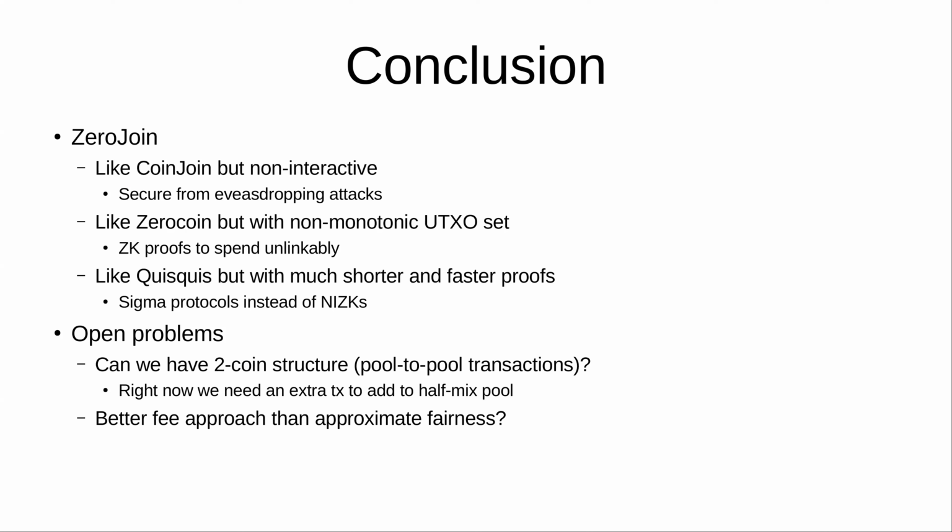And that brings us to open problems. We basically have two open problems. First, can we get the two-coin structure, or the QuisQuis structure, where it's a pool-to-pool transaction instead of having that extra transaction to add to the half-mix pool? And second, are there any better approaches to handling fee? So these are the open problems as of now. Thanks for your time. Please let me know if you have any questions.